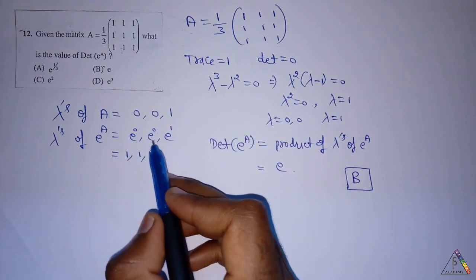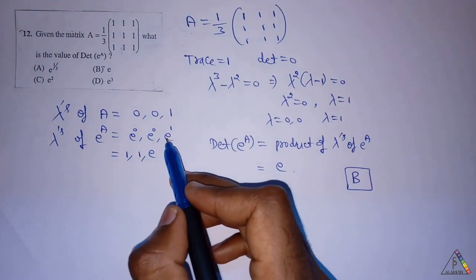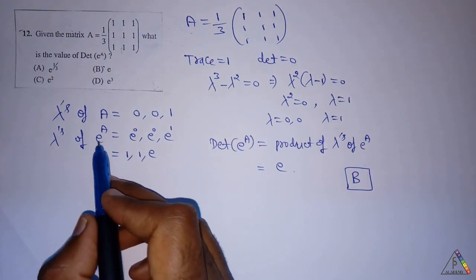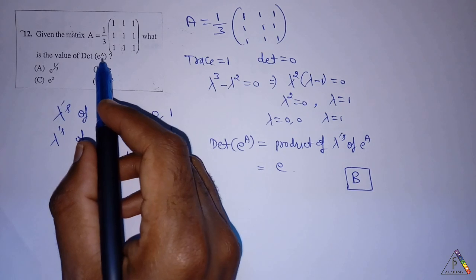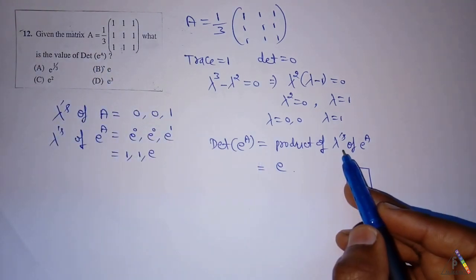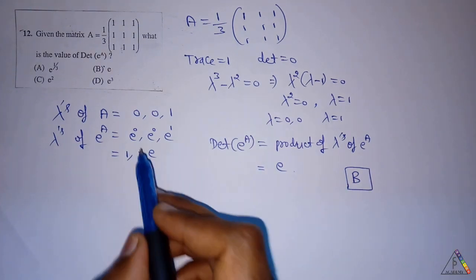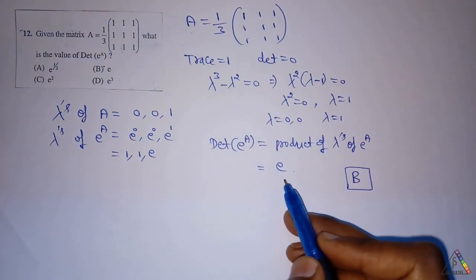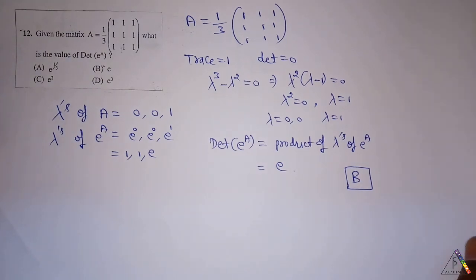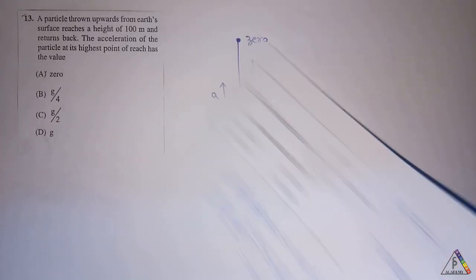are e power 0, e power 0, e power 1. Therefore 1, 1, e, these are all the eigenvalues of e power A. They are asking the determinant of e power A. The determinant of e power A will be the product of the lambdas of e power A. Therefore the product of these three will be e. Therefore for this question, the answer is B option.